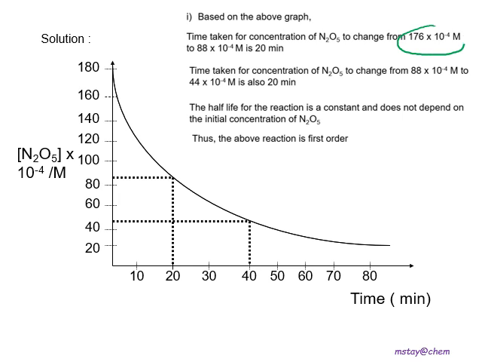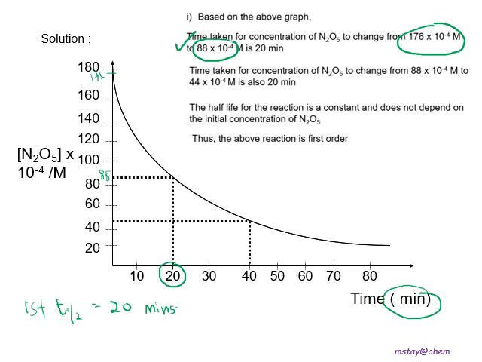So now let's determine, the initial is around 176 exponent negative 4. When the concentration becomes half, it goes to around 88 exponent negative 4. So this is the 176, and here is 88. The time taken from 176 to 88 is around 20 minutes. Because the time here is in minutes, we know that the first half-life is 20 minutes. Okay, then this one is settled.